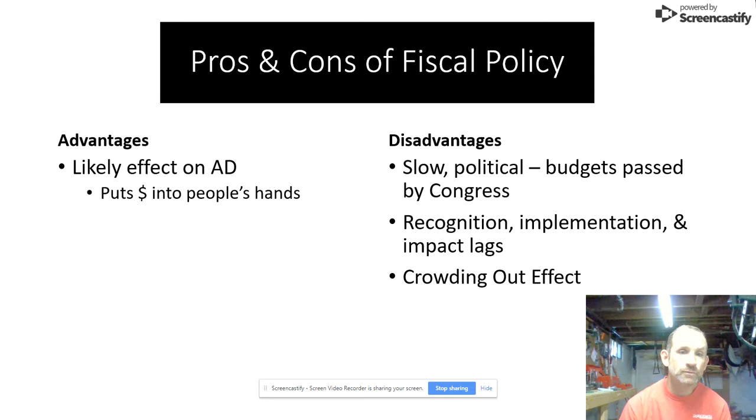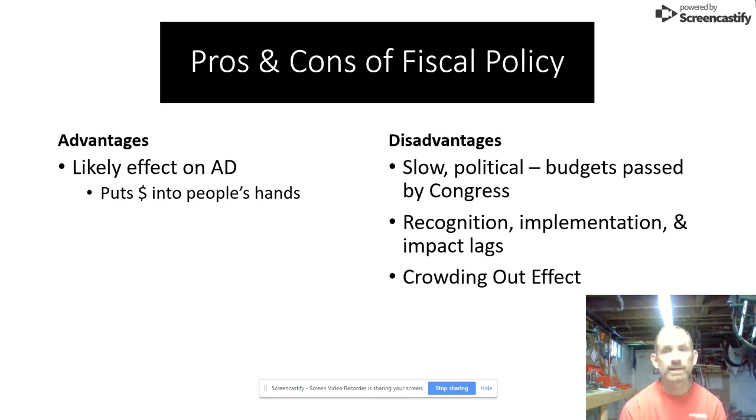But if we use fiscal policy to either reduce their tax rates or give them money or give them a government job, they're going to spend that money. That actually puts money into people's hands, so fiscal policy is a little more likely to work. The disadvantage of fiscal policy.